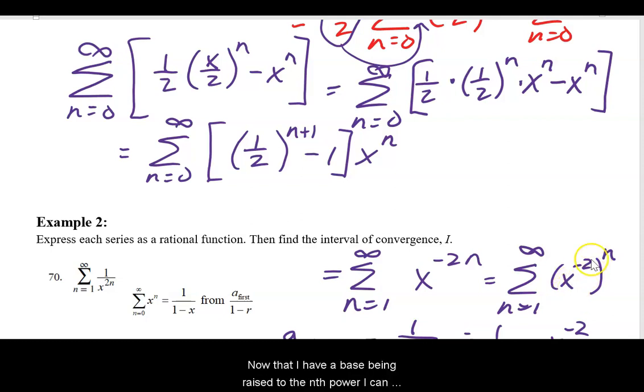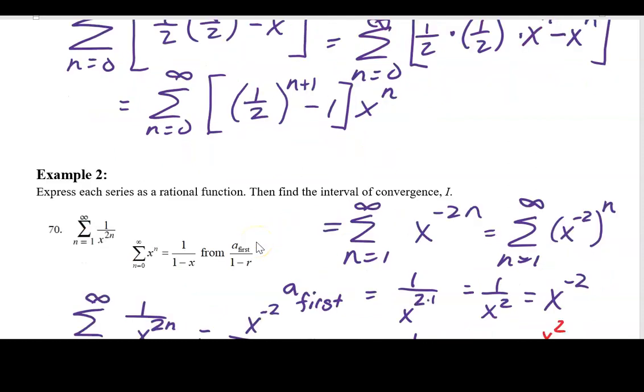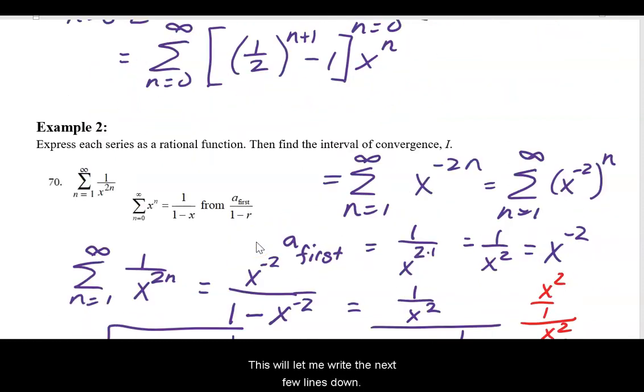Now that I have a base being raised to the nth power, I can use the formula here and replace the variable x in the rational expression form with x to the -2. You could also think of x to the -2 as 1 over x squared. This will let me write the next few lines down. This becomes x to the -2 over 1 minus x to the -2.